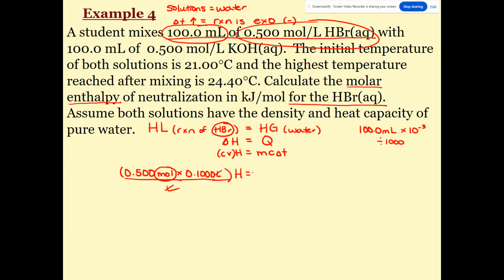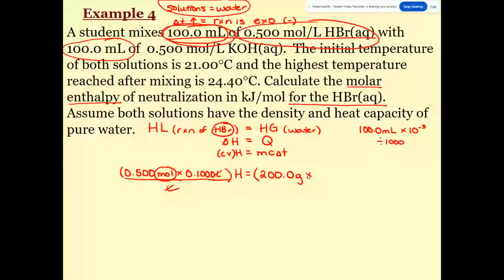On the right-hand side, we're going to do our mc delta T calculation of the solutions, which are the water. The solutions are the water. I'm taking 100 milliliters of HBr and 100 milliliters of KOH, and I'm mixing them together to get a total volume of 200 milliliters, which is equivalent to 200 grams, 200.0 to be accurate. 100.0 plus 100.0 is 200.0. So to get the amount of water you have, you add the volume of the solutions that you're mixing when you're mixing two solutions. Okay?